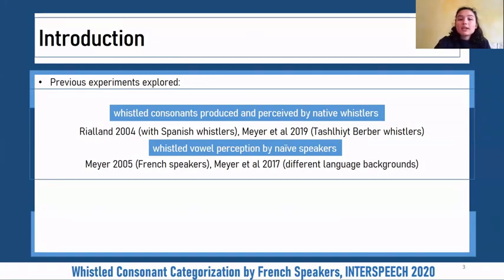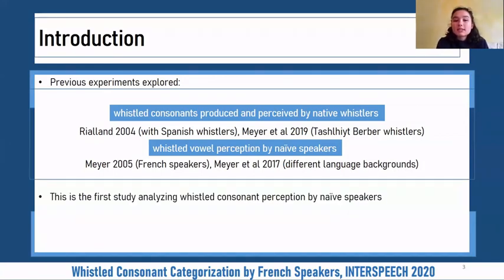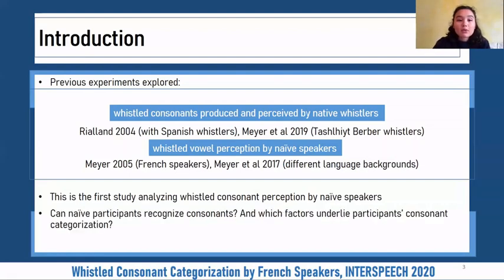So what will be interesting in this article is that we proposed experiments analyzing whistled consonant perception by naive French speakers, which hasn't been done before. And throughout this article, we will be asking ourselves whether naive participants can recognize whistled consonants as they can recognize whistled vowels, demonstrated in Meyer's two articles, and which factors underlie participants' consonant categorization.